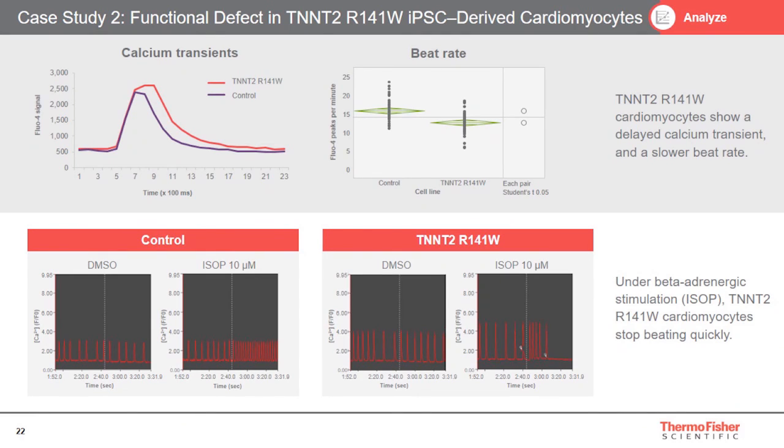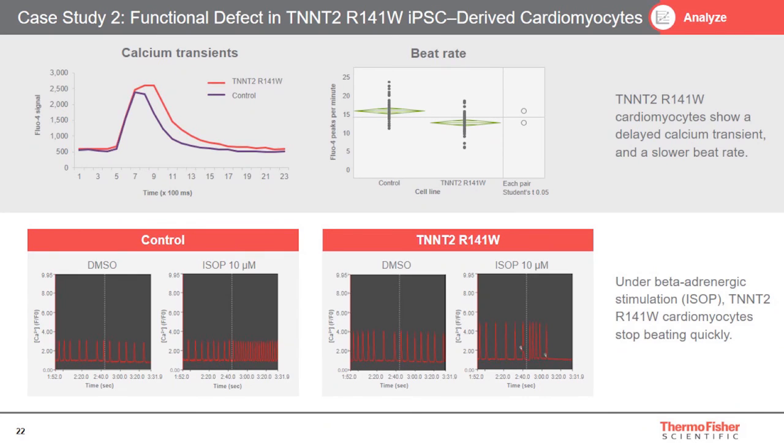Now, this delay in calcium transients can be correlated with the slightly lower beat rate observed in the R141W mutant cardiomyocytes compared to the wild type, which again you can see in the top right panel as well.